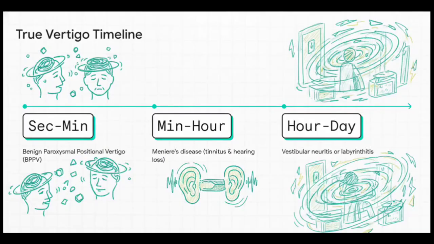Time is literally your best diagnostic tool for true inner ear vertigo, which patients will describe to you as this distinct room-spinning sensation. If the vertigo lasts only seconds to minutes and head movement triggers it, that strongly points to BPPV. If attacks last minutes to hours and come with tinnitus and hearing loss, you're looking at Meniere's disease. And if the severe vertigo is continuous for hours to days, that indicates vestibular neuritis or labyrinthitis.